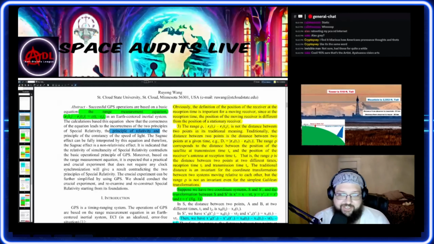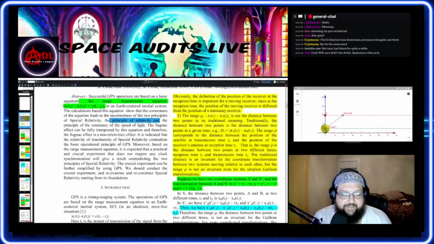Wow. Not just the speed of light. It's like an absolute body bag. That's a violation squared with a subscript.